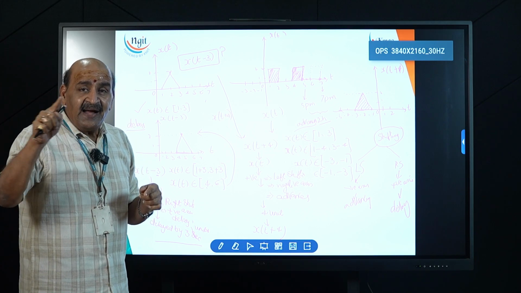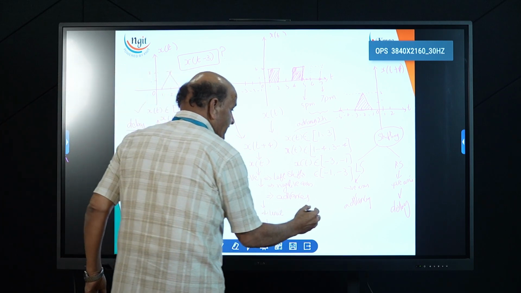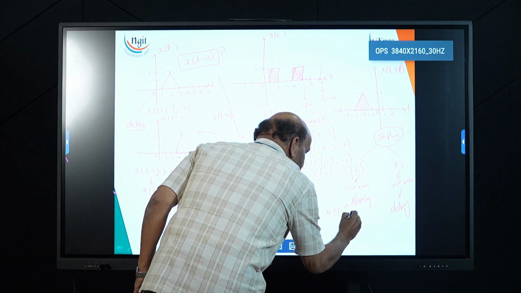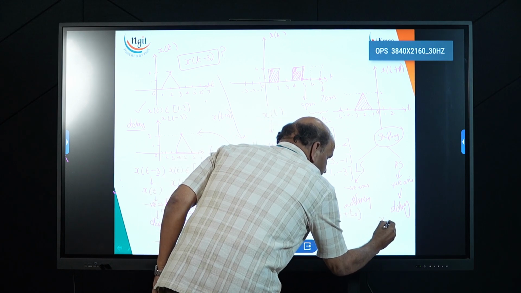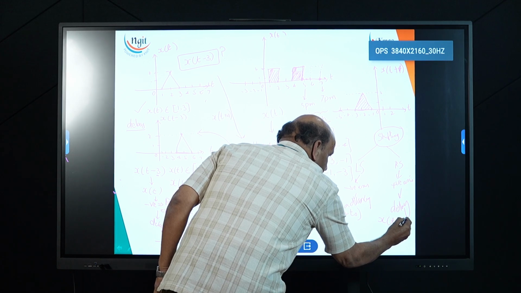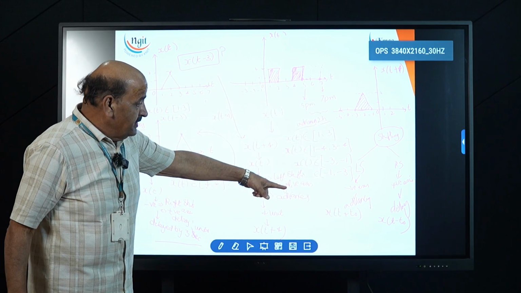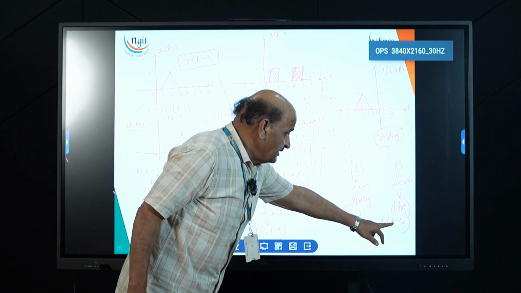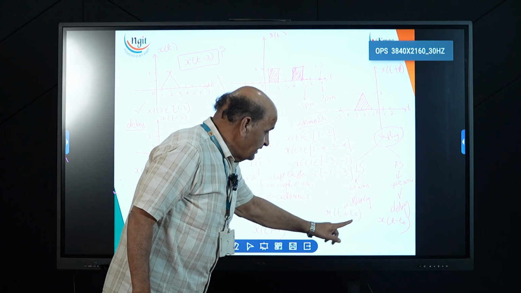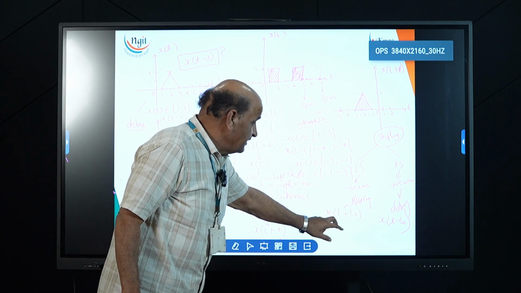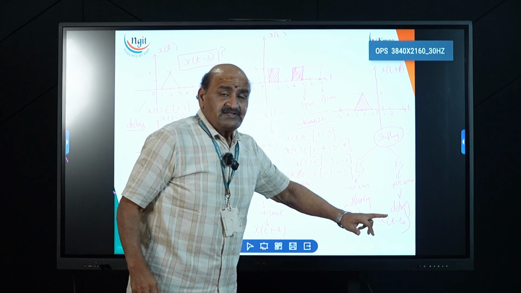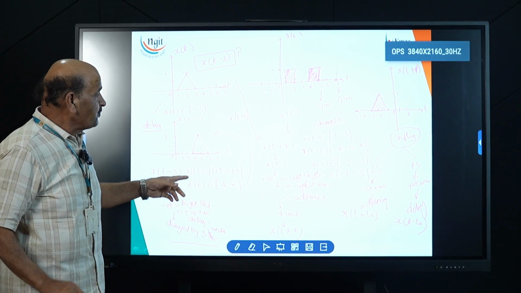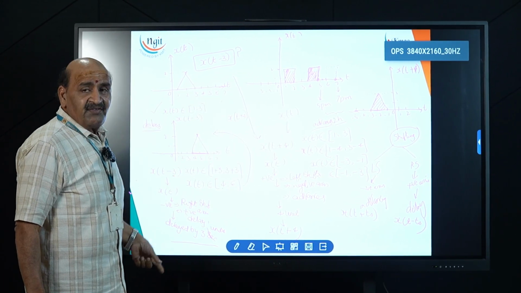The function is x of t minus t naught. Here for left shifting the function is represented as x of t plus t naught. Here for right shifting the function is represented as x of t minus t naught. Look at this minus sign. Symbolic representation is very much important. This minus represents delay. This plus represents advancing. This t naught represents how many units the signal may be delayed or advanced. The functions are like this only.